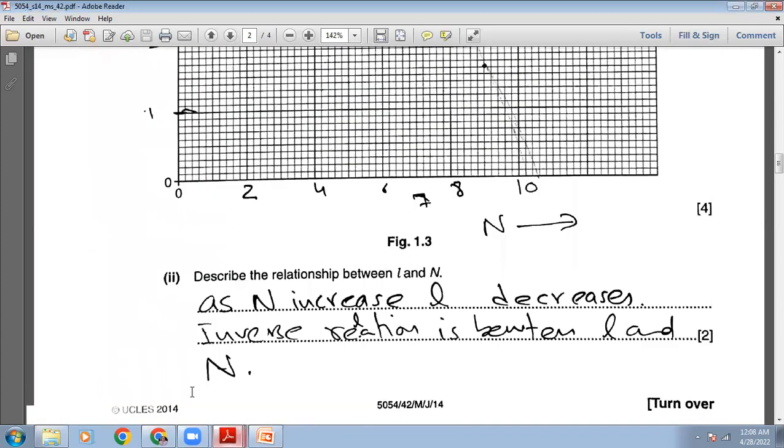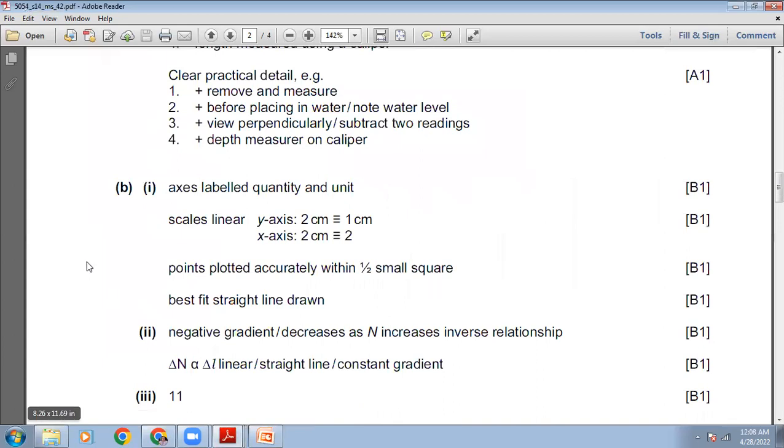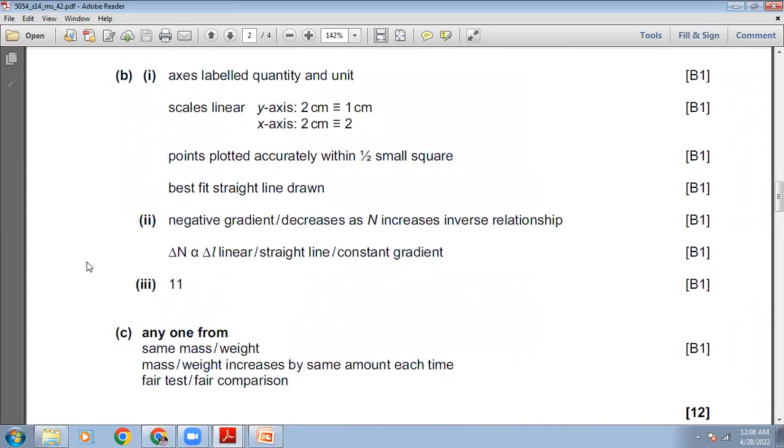So let's have a look at the marking scheme. It says the axes labeled with quantity and unit, scales linear: on the y-axis 2 centimeters equals 1, and on the x-axis 2 centimeters equals 2. Points plotted accurately within half of a small square. Best fit straight line drawn. Negative gradient, and L decreases as N increases. Inverse relationship.